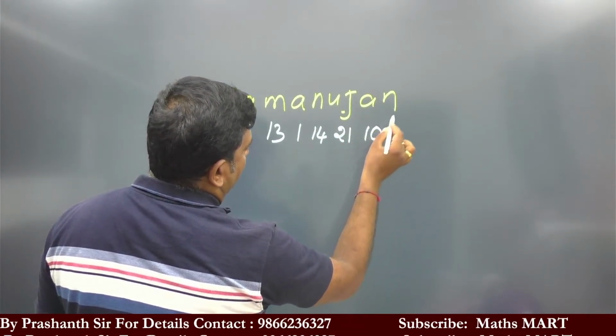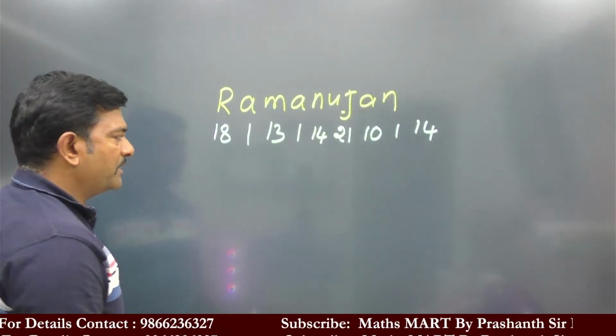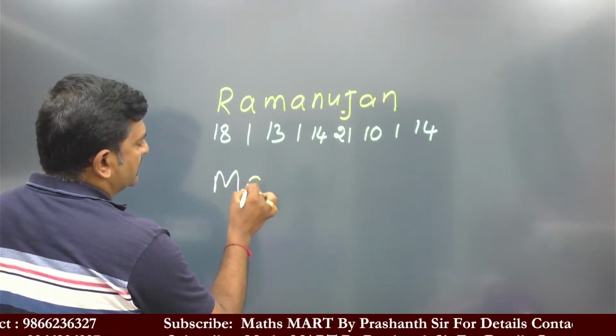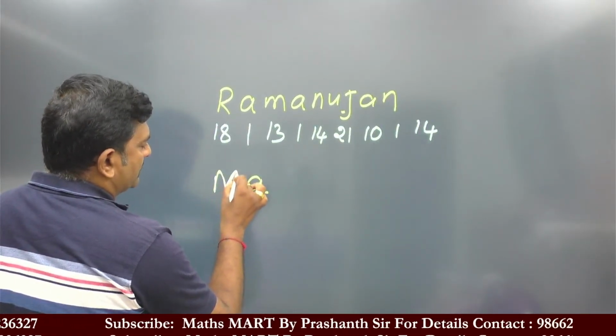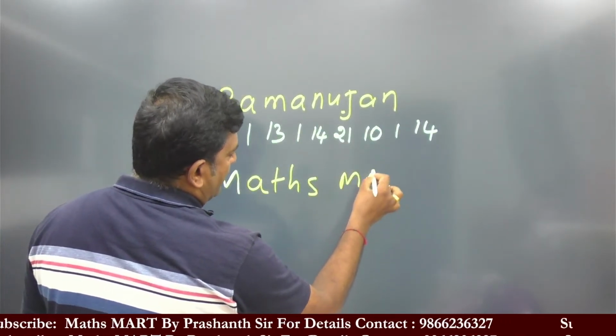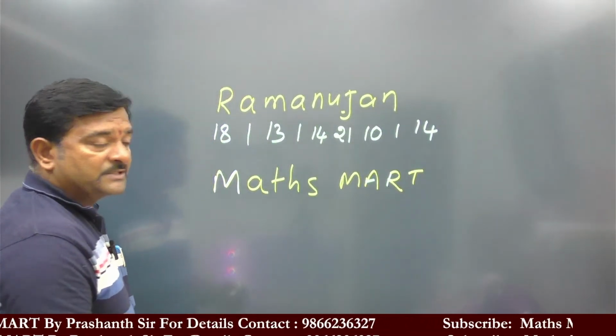J means 10, A means 1, finally N means 14, you can take. For example, you can take our channel name. We are taking our channel name MATHS. I am taking MART simply in order to understand this, I am taking this word MART.